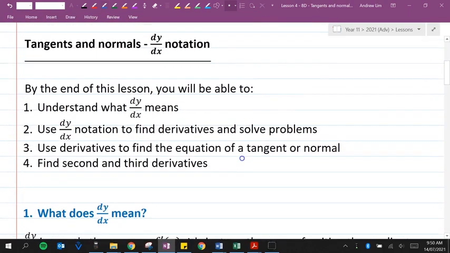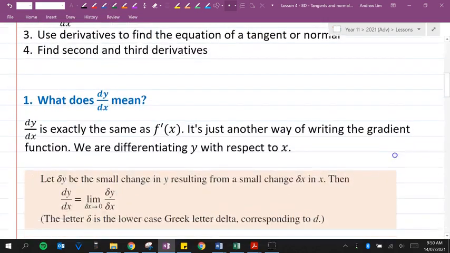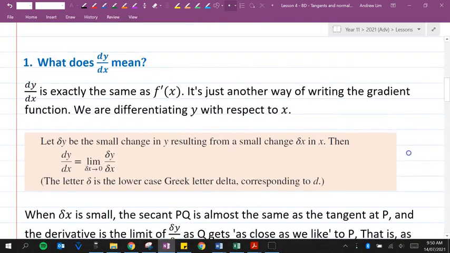Okay, so today, as I said at the beginning of this video, we're going to be looking at tangents and normals, dy dx notation. So by the end of this lesson, you'll be able to understand what dy dx means, use dy dx notation to find derivatives and solve problems, use derivatives to find the equation of a tangent or normal, and find second and third derivatives. So let's have a look at the first part. What does dy dx mean?